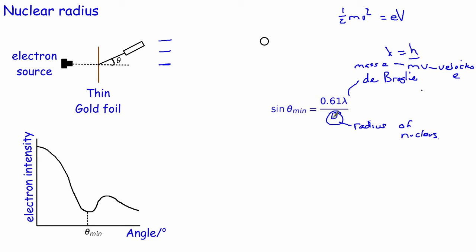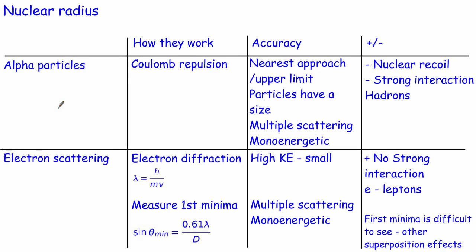trying to work out the size of the nuclear radius. So let's compare these two methods of actually trying to find the size of the nuclear radius. So we'll look at alpha particles first. We'll look at three things: basically how it works, how accurate this thing can be, and then pros and cons, advantages and disadvantages. So if you look at alpha particles, they work via Coulomb repulsion.